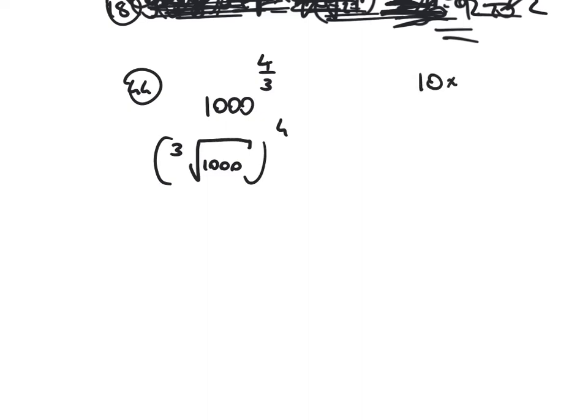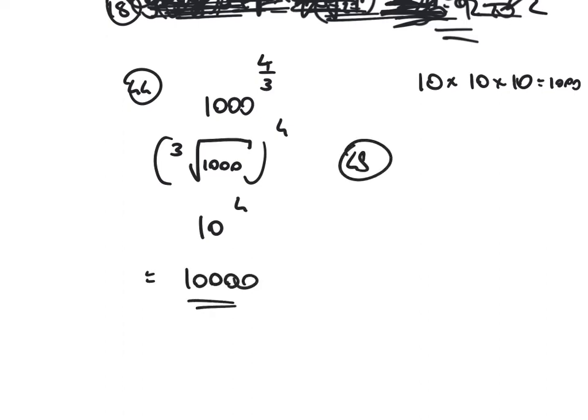Example 44. 1000 to the power 4/3. So that is the cube root of 1000 brought to the power 4. Cube root of 1000 is 10, since 10 times 10 times 10 is 1000. And 10 brought to the power 4, that's 10 times 10 times 10 times 10, and that is 10,000. Example 45.